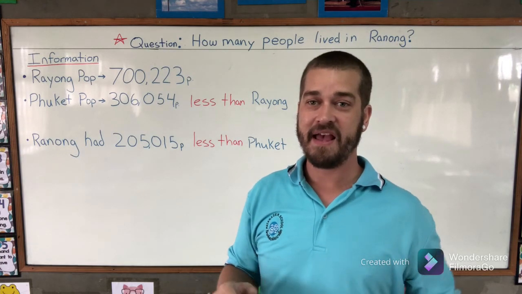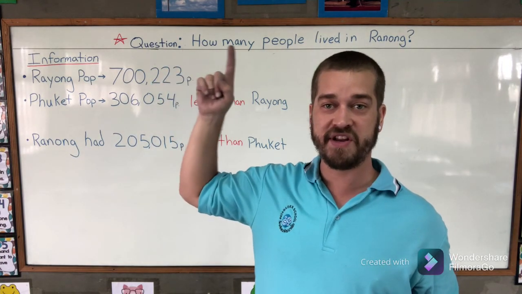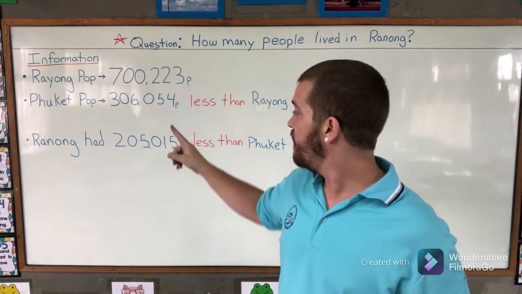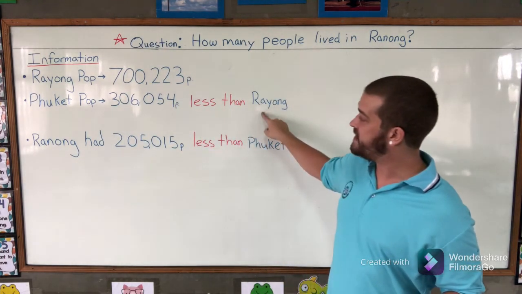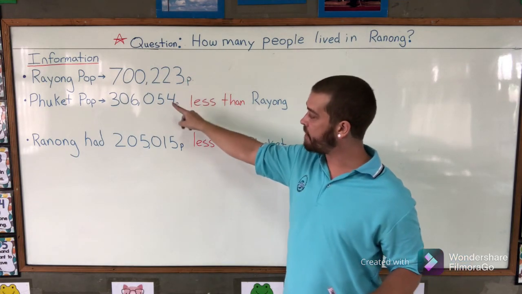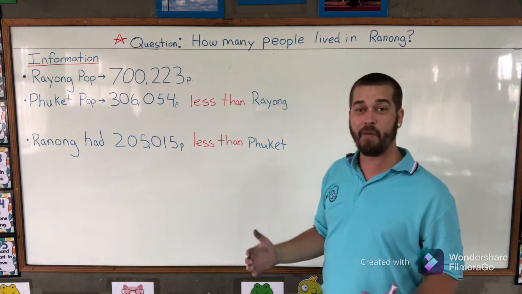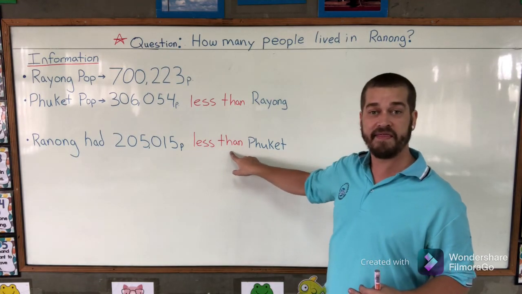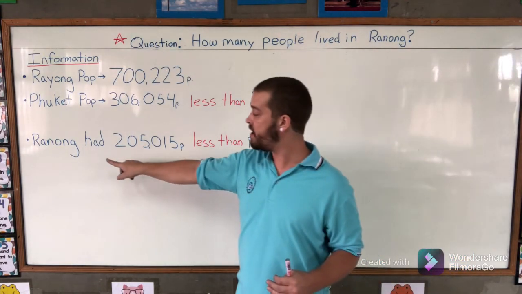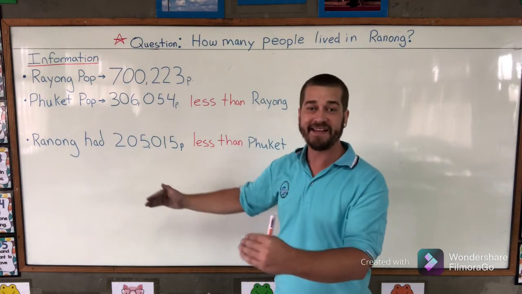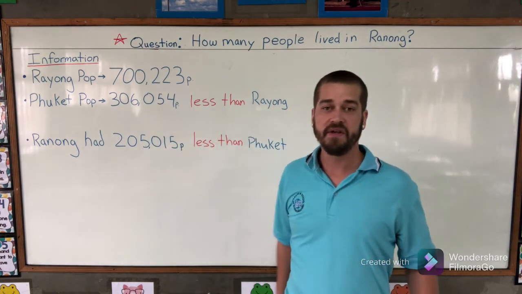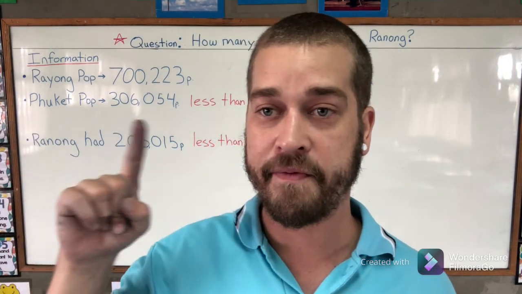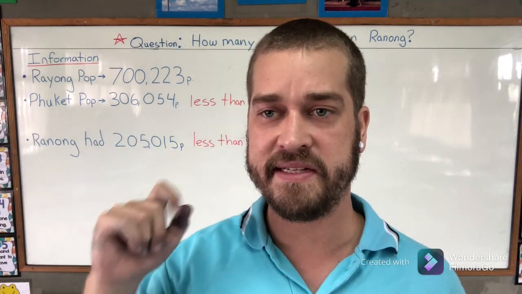But then, remember our question, it wants to know how many people lived in Ranong. So, from the answer that we get from the first math problem, we have to go back and look at that number again and take away this much less, because Ranong had this many people less than Phuket. So I'm gonna draw a picture so we can look at this, and then I'm actually gonna do the math right here. I'm gonna write the number sentence.